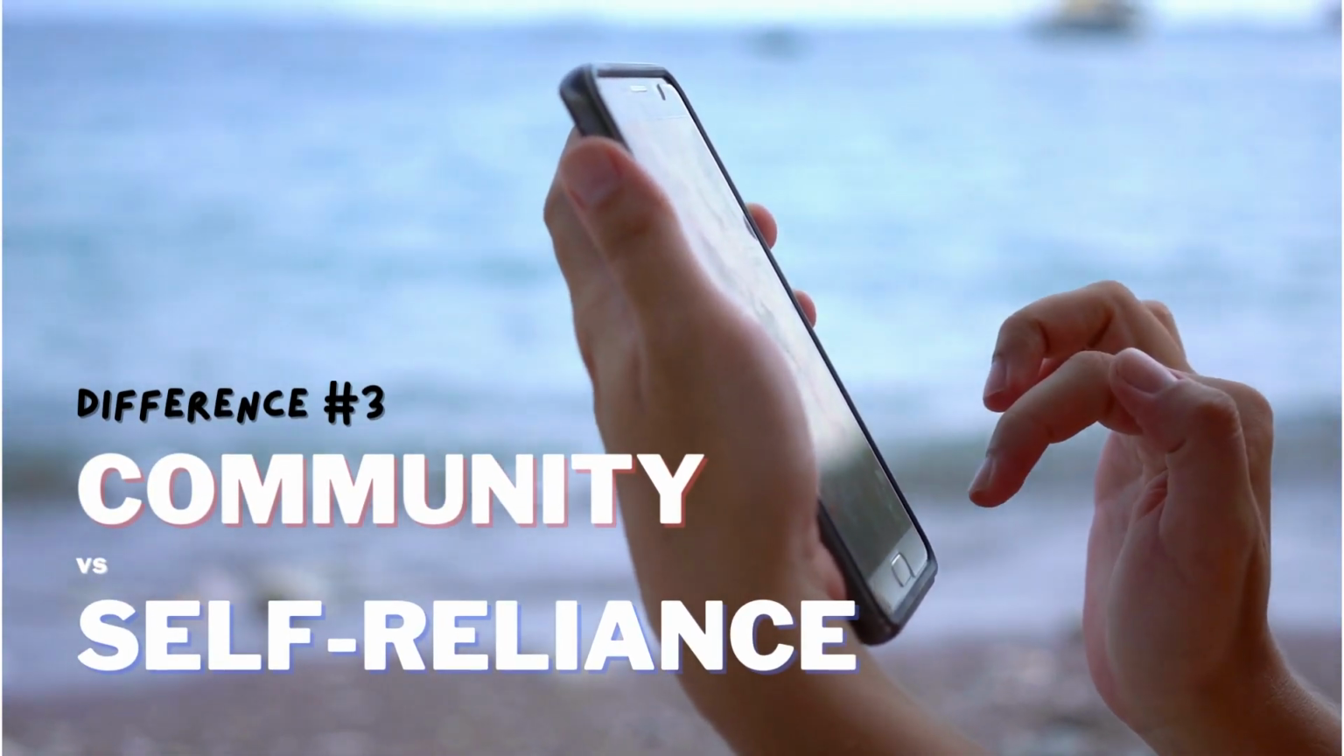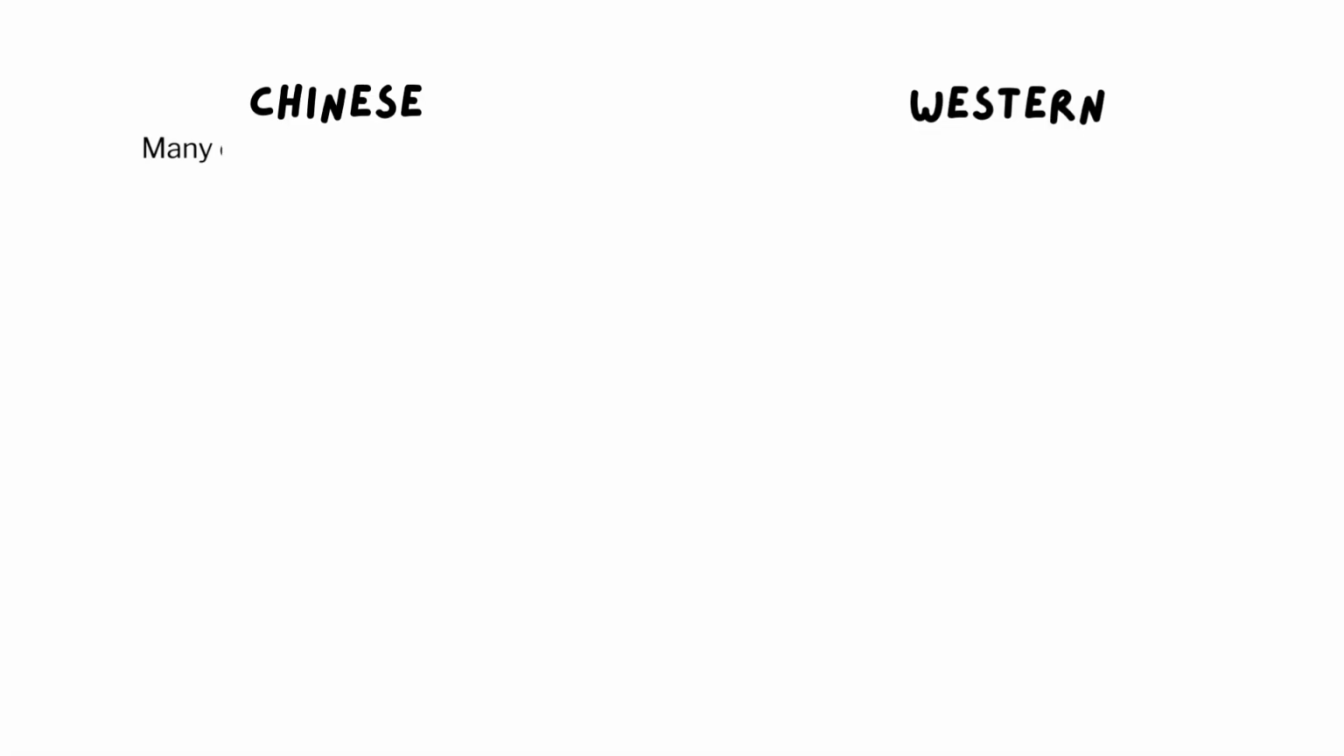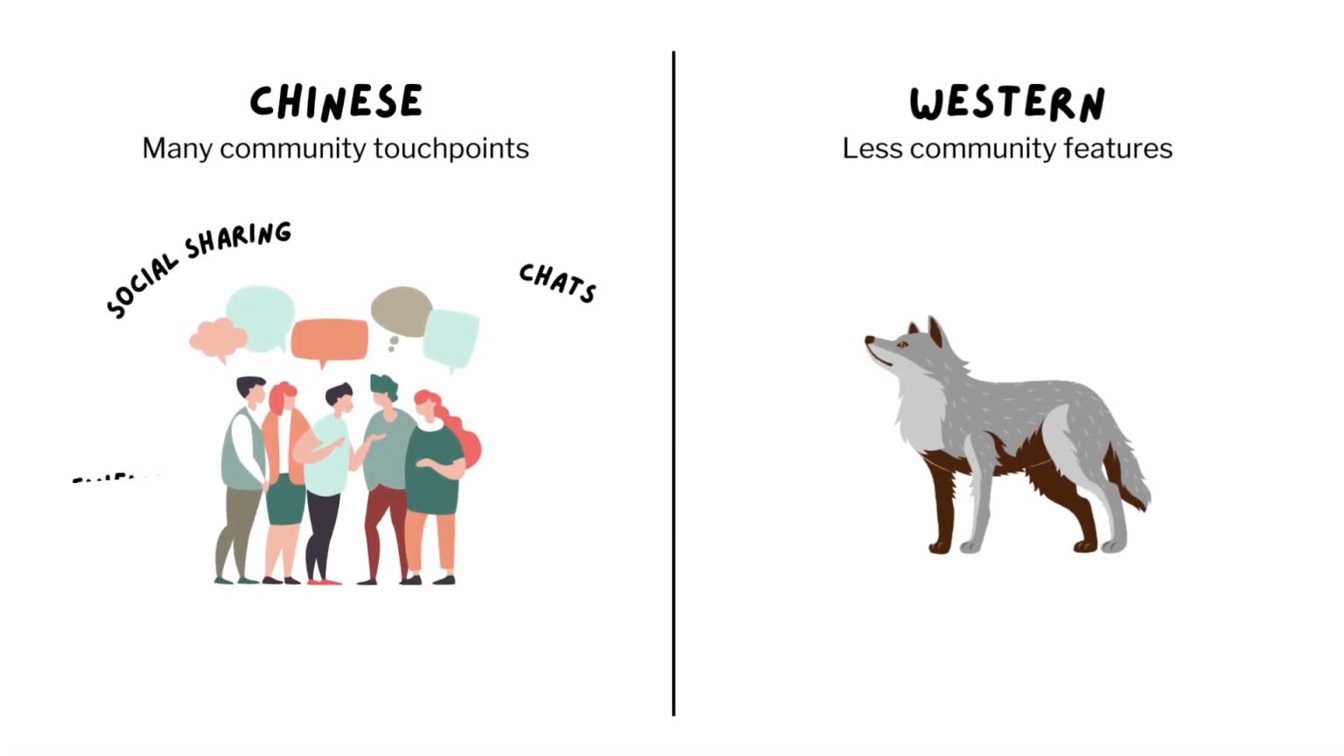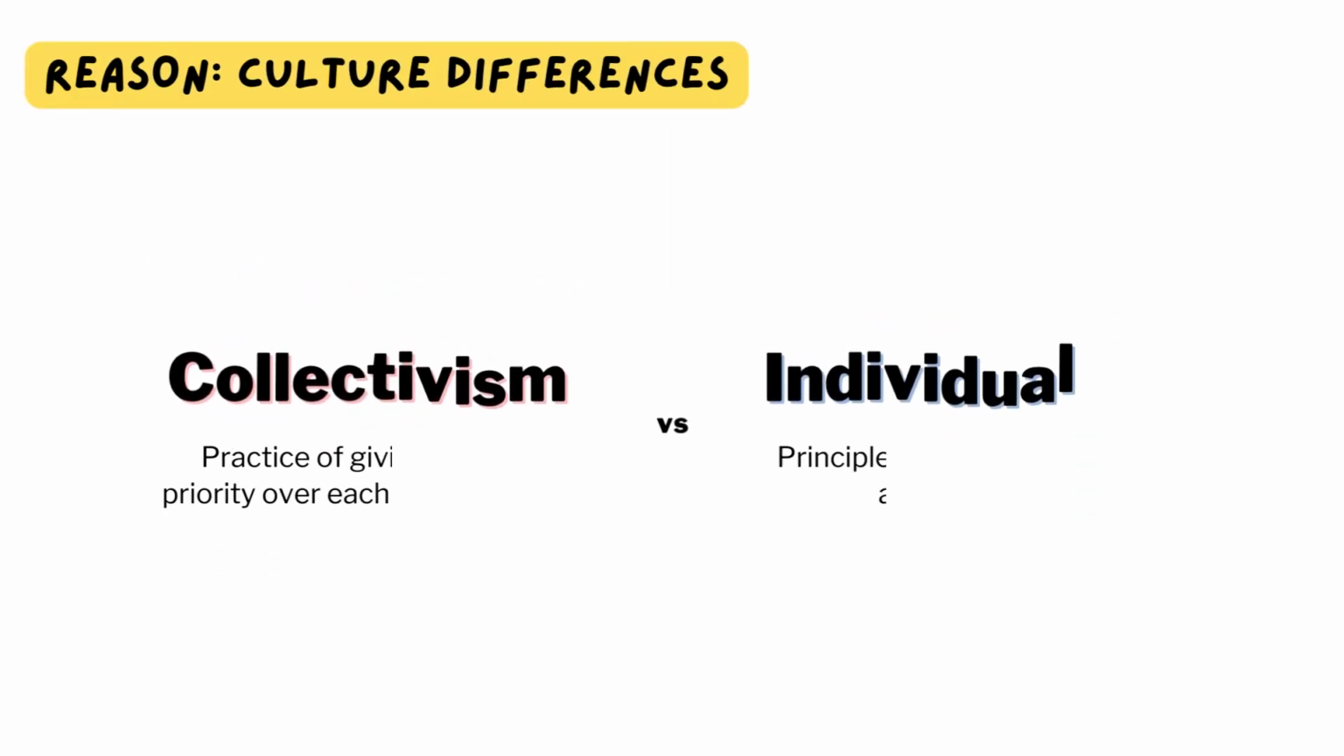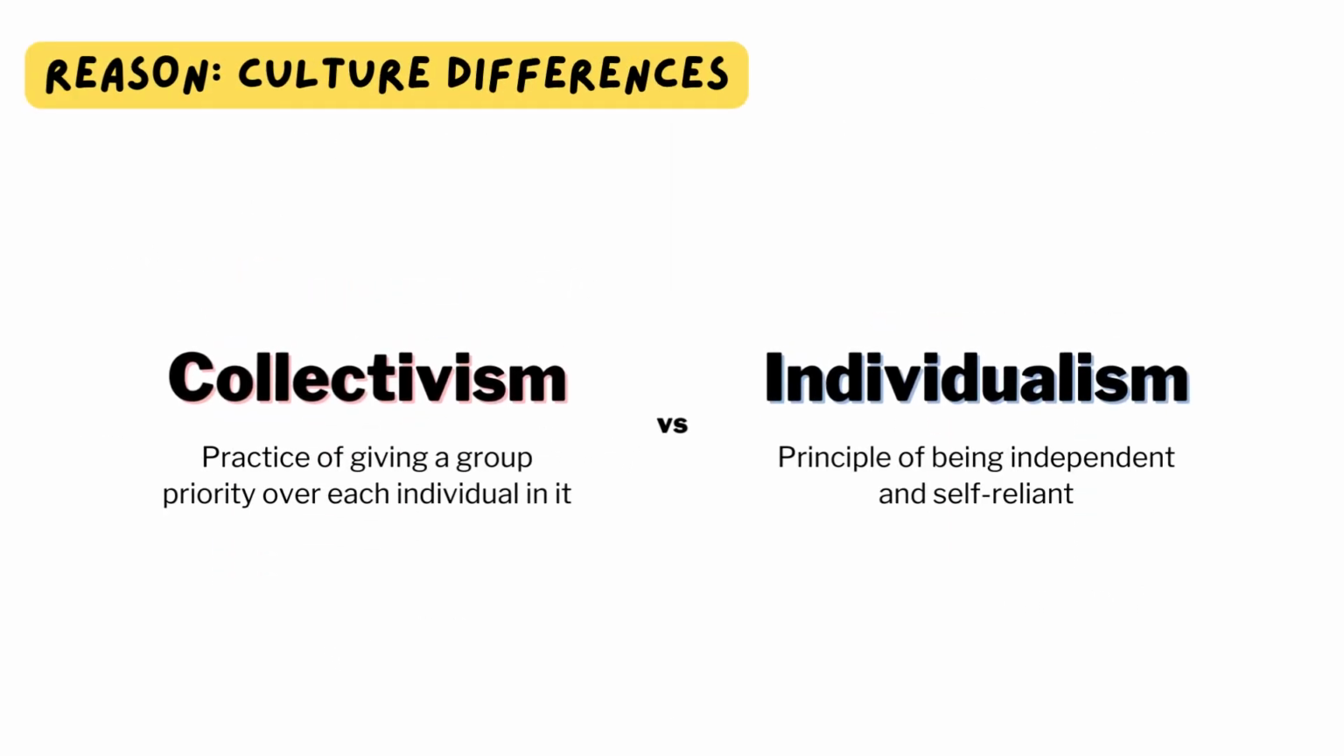Difference number 3. Community versus self-reliance. Many Chinese products have social sharing, chat, communities, groups, and reviews, while all similar features are less observed in Western apps. This difference stems from the disparity in culture, where China possesses a collectivistic culture, while the West possesses a more individualistic one.